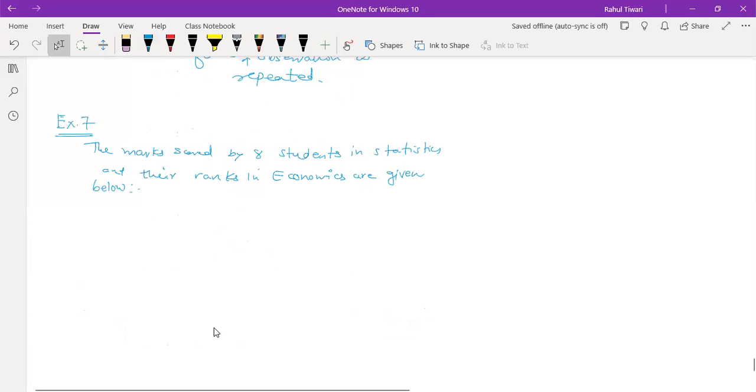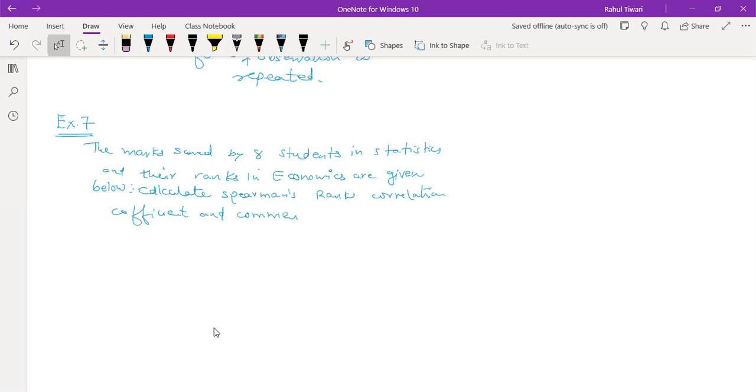Calculate Spearman rank correlation coefficient and comment on it. Okay, so this is my data I have.